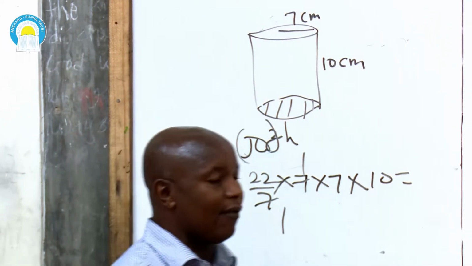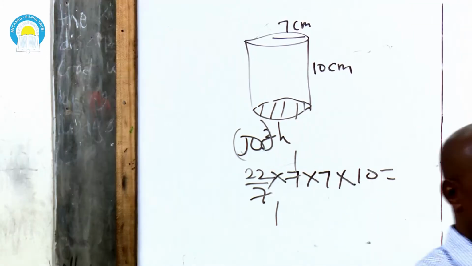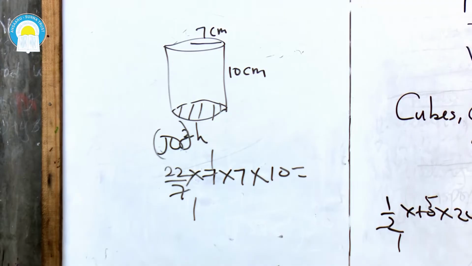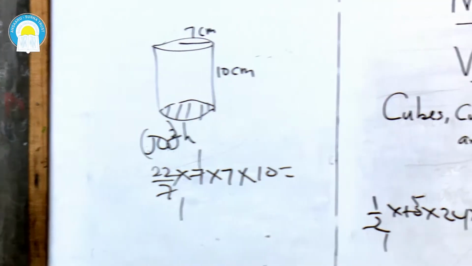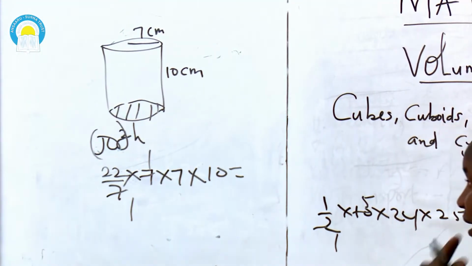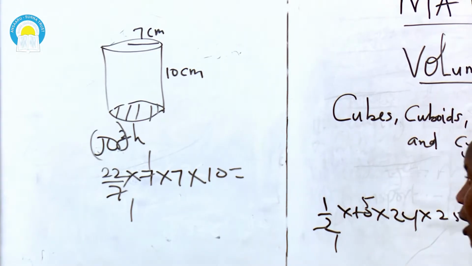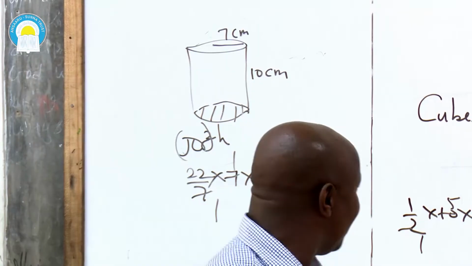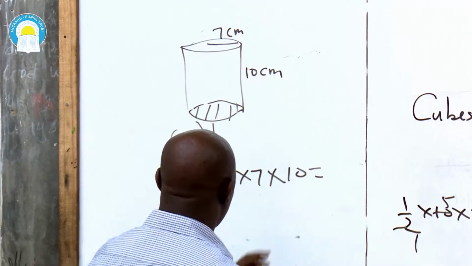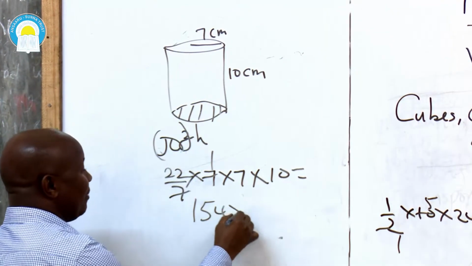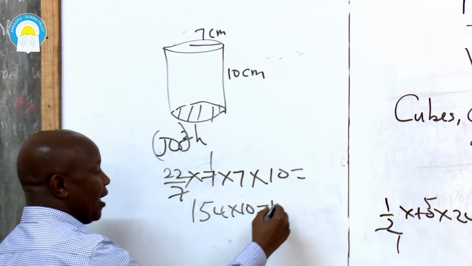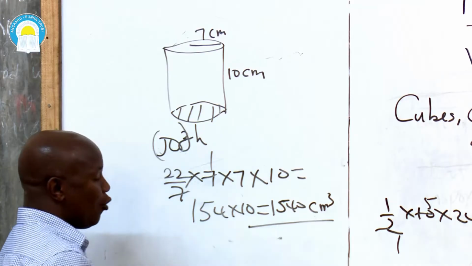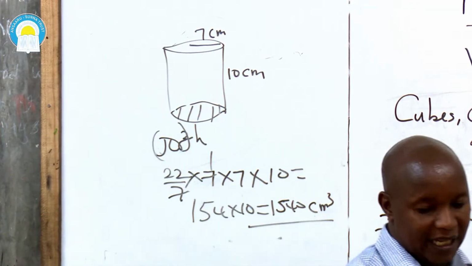22 multiplied by 7 is 154. These things you should master in your brain, not calculate every time. Remember, in an exam, you are only given 2 hours to do your work. So I don't want to see students wasting a lot of time doing simple multiplication. Keep your mind busy, and your mind will work it out. So 22 times 7 is 154. Then you multiply it by 10. The answer becomes 1,540 cubic centimeters. That's how you get the volume of a cylinder.